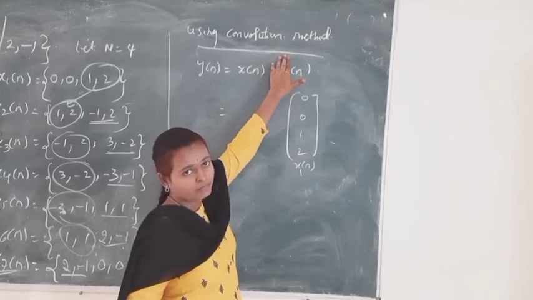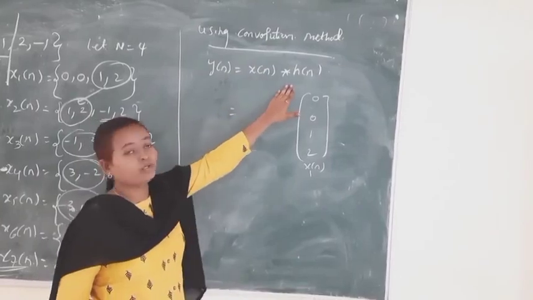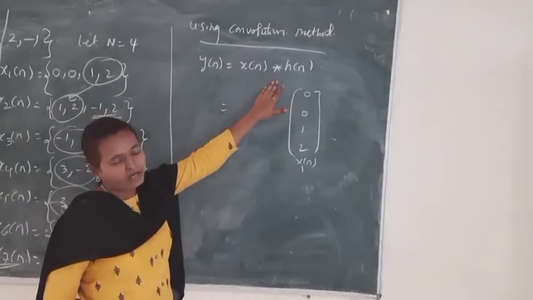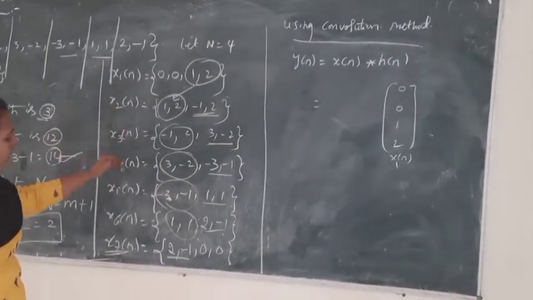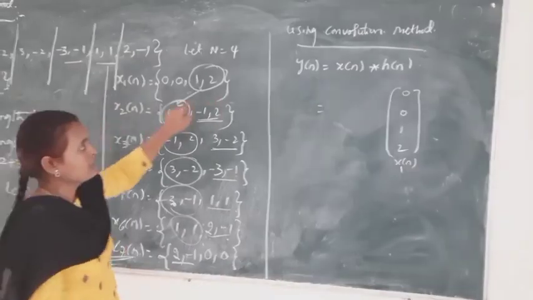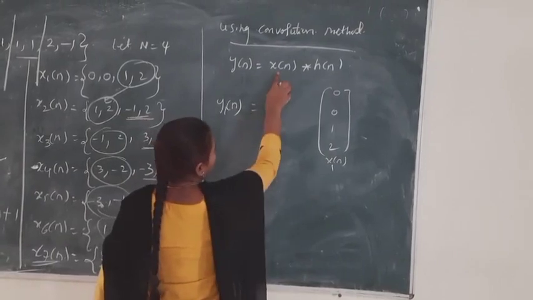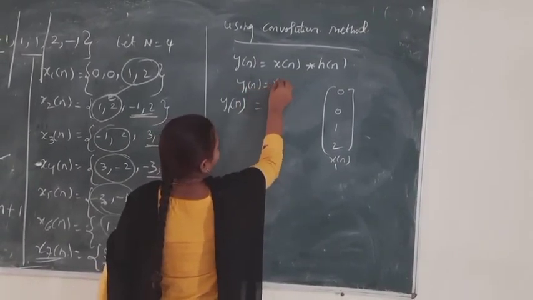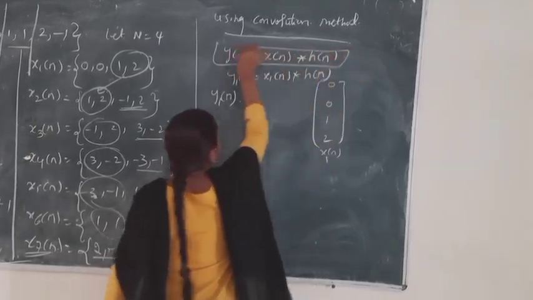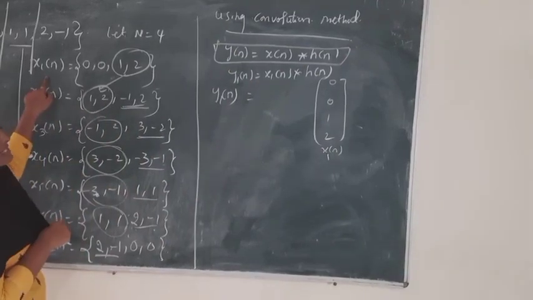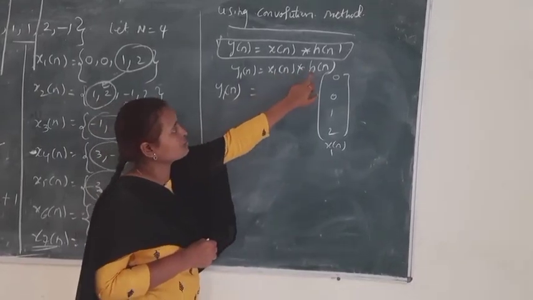Here we find the y of n representation using the convolution method. The convolution formula is: output y of n is equal to input convolved with impulse response, x of n convolution h of n. But here x of n is nothing but x1 of n, x2 of n, x3 of n, so we have to find the output for each input sequence. So y1 of n is equal to x1 of n convolution h of n. This is the fundamental formula.